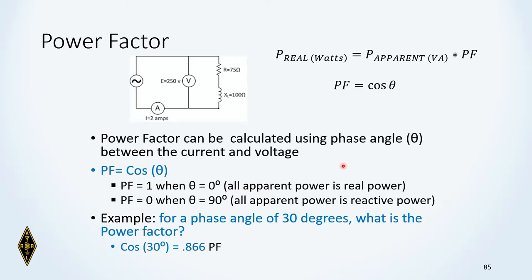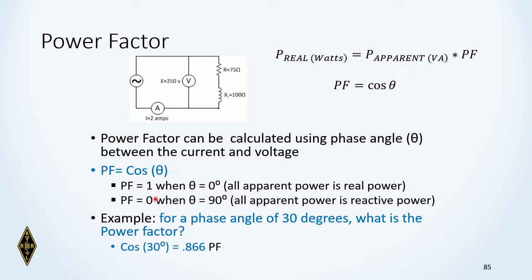Now, some of this is going to become important. Power factor can be calculated using the phase angle between the current and voltage. And of course, we've done that multiple times this evening. This is the one and only time that you're going to use a trig function on our calculator, and it is extremely easy, so don't let that be scary. So power factor equals the cosine of the phase angle, or the symbol theta, as it's shown here.